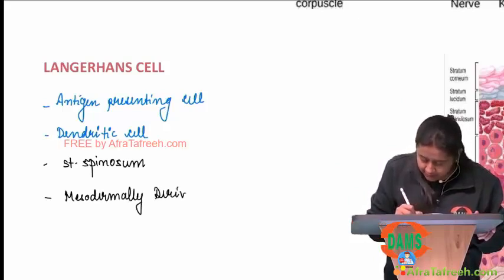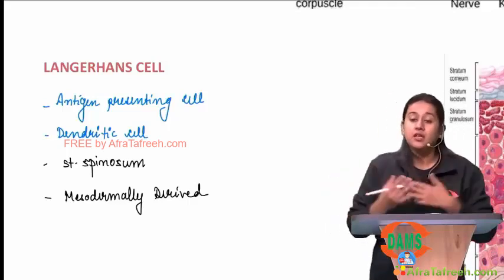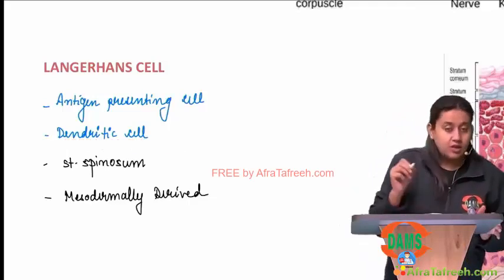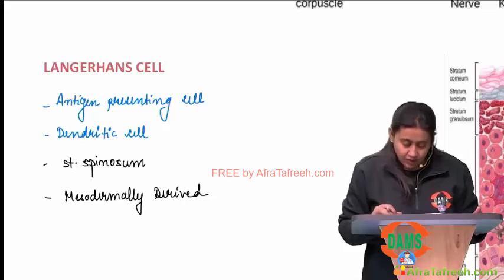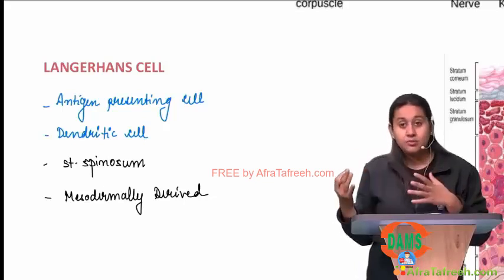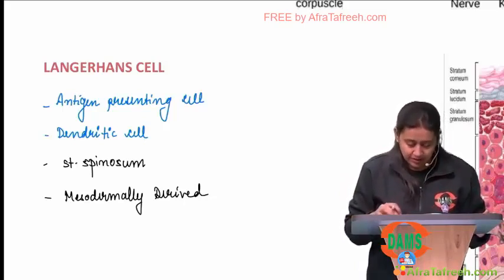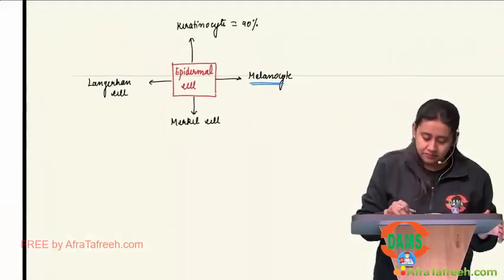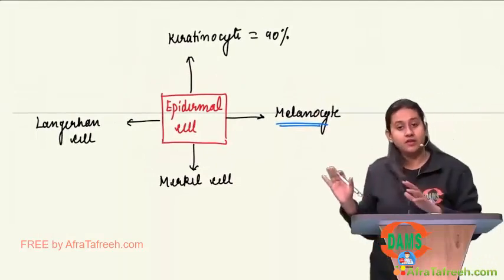It is derived from mesoderm. It is actually derived from the cells coming from the bone marrow. So it is a mesodermally derived tissue. So with this, we are done with the cells of the epidermis other than the keratinocytes, and we have already discussed that keratinocytes constitute the majority of the component. The rest of the cells form a very minor component. It is mainly the keratinocytes which form 90% of our skin.